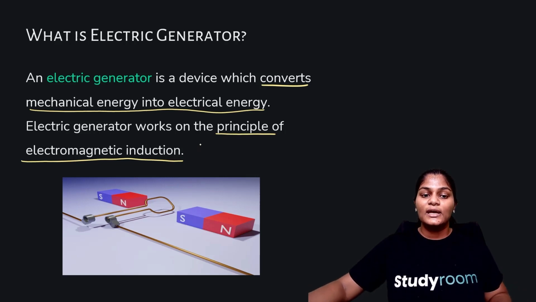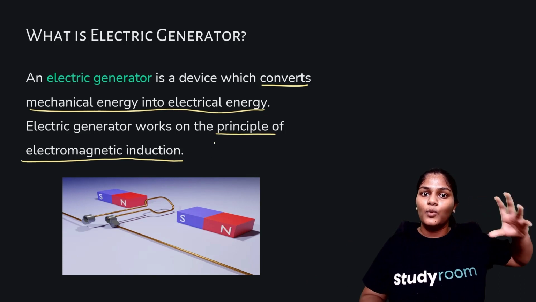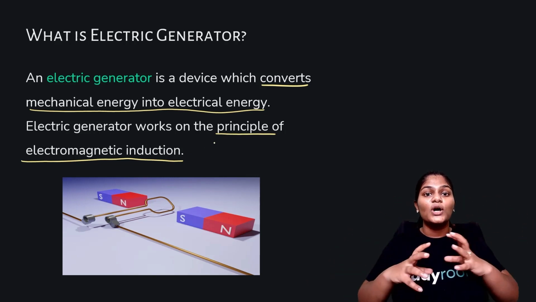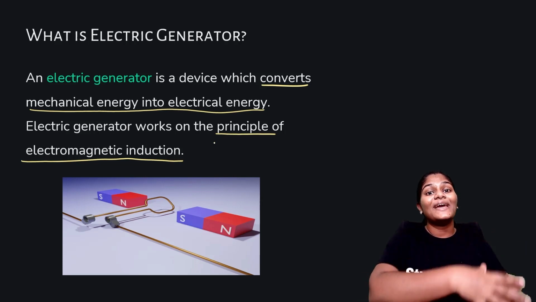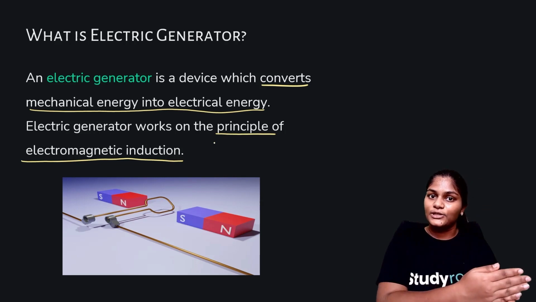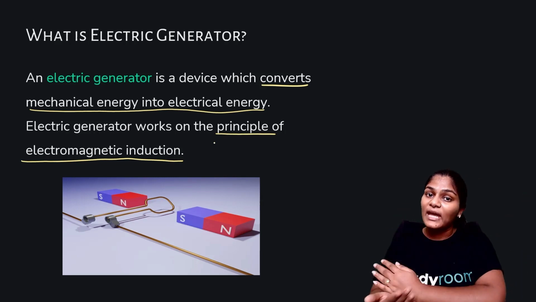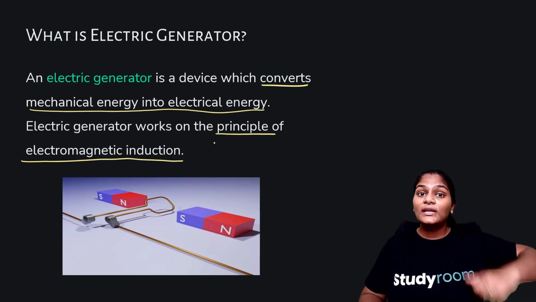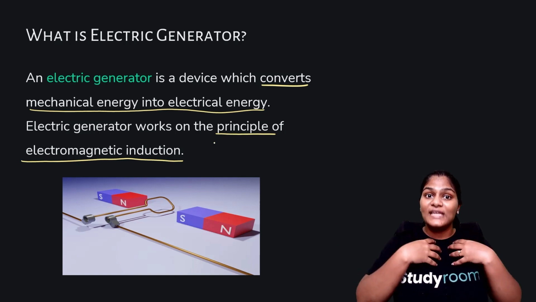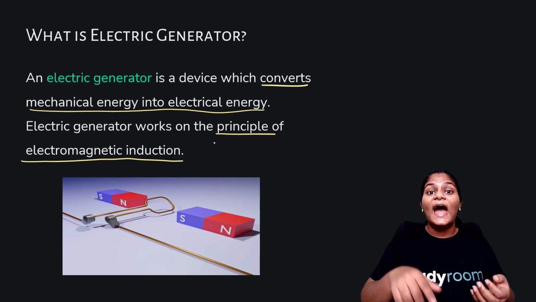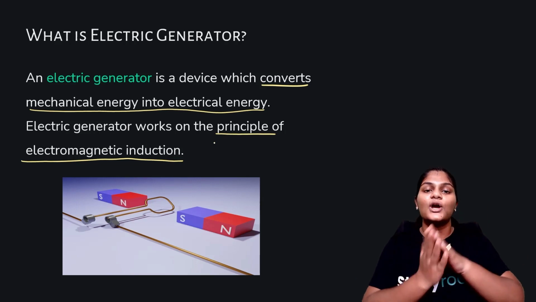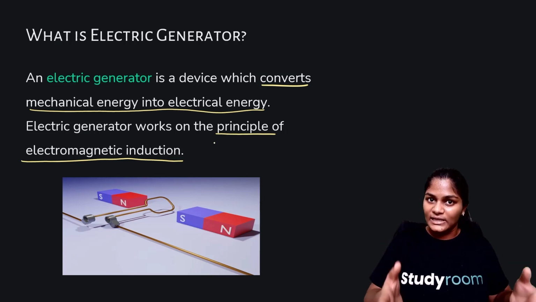Do you remember what we did in the motor? Why am I again and again telling you to connect it to the motor? Because whatever we did in the motor, we are doing the exact opposite of that. In the motor, we converted electrical energy to mechanical energy. In a generator, we're converting mechanical energy to electrical energy. In the motor, we passed current through a coil and we saw the force that that current carrying coil experienced when it was kept in a magnetic field.